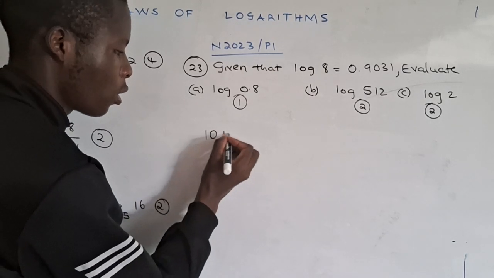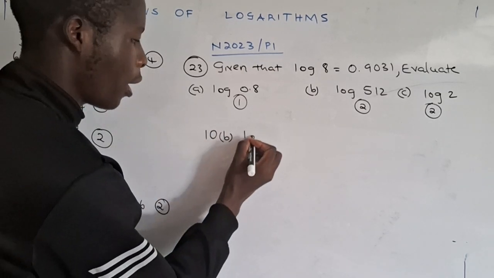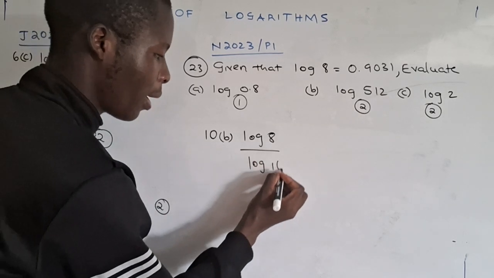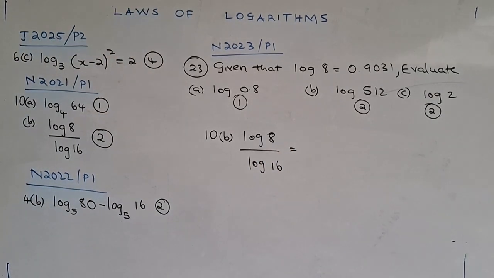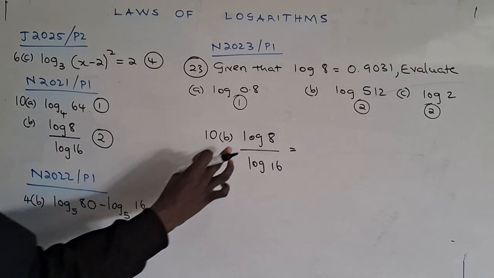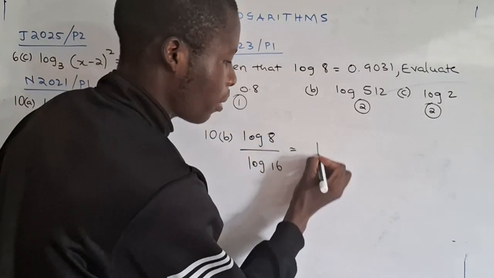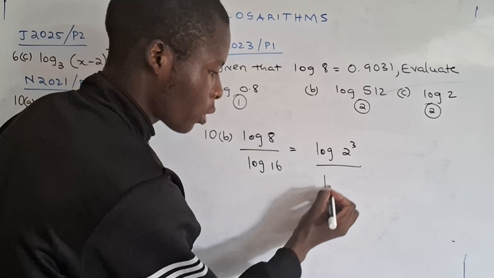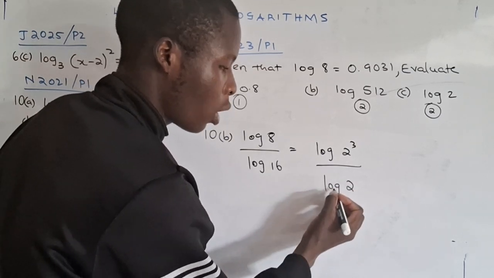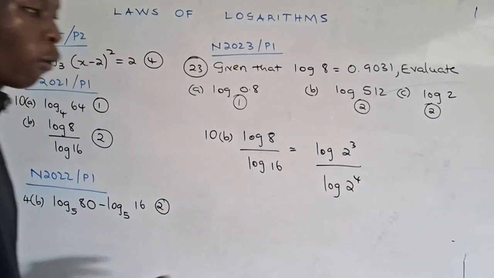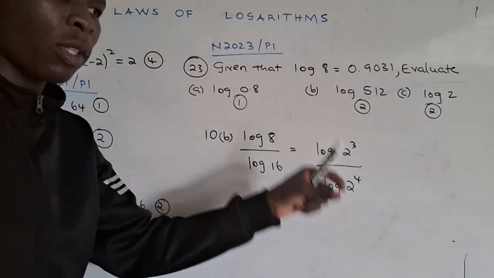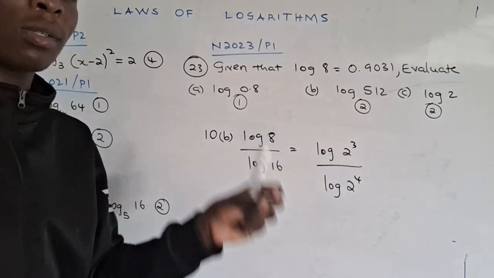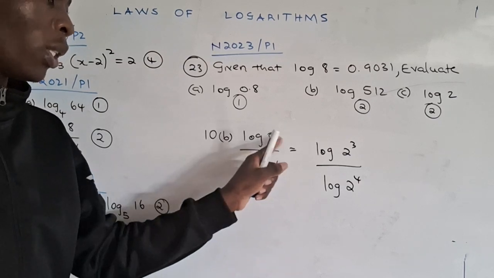This is 10B. I have log 8 as the numerator, divided by log 16. Log 8 is nothing but log 2 to the power 3, and log 16 is log 2 to the power 4. 2 to the power 4 means 2 times 2 times 2 times 2, which is 16. 2 to the power 3 means 2 times 2 times 2, which is 8.